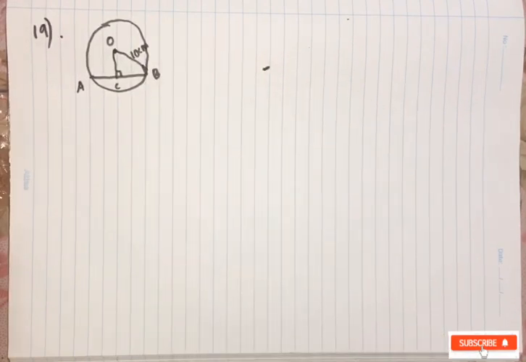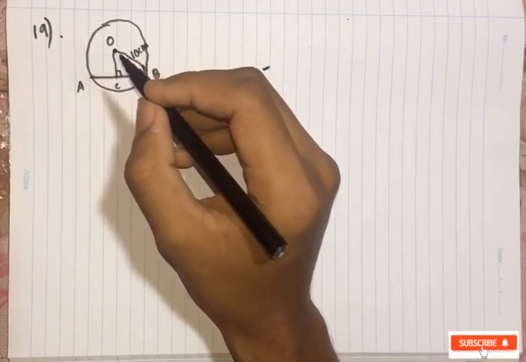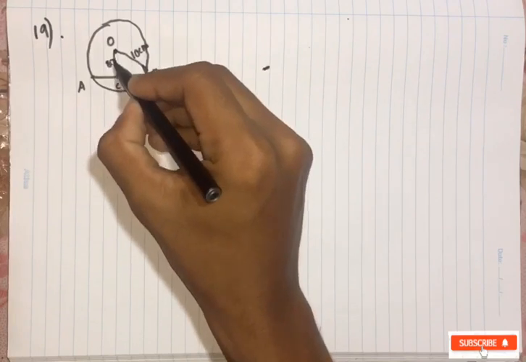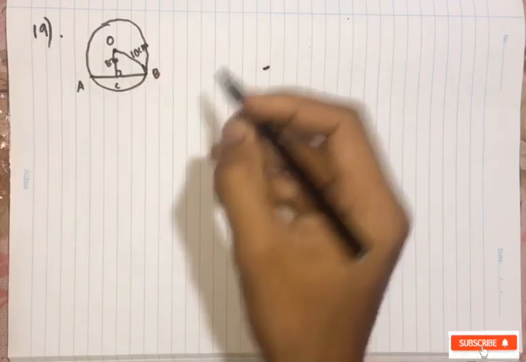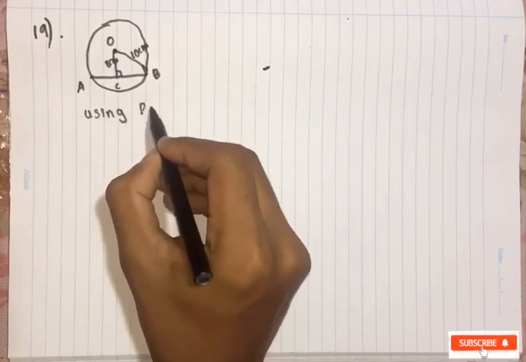And the information given here is 8 centimeters. You have to find the length of AB. This is 8 centimeters, so you can use Pythagoras theorem. You write using Pythagoras theorem.